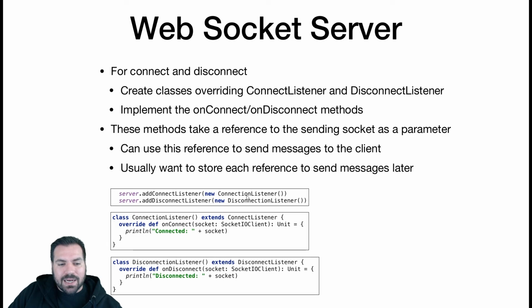We need a connect listener, which defines the onConnect method. So we're going to create a new class that extends connect listener. So it is a connect listener, so we can give it here. Then create a new instance of that class, a new object of type connection listener, which is of type connect listener. Give it to the server as a connect listener, and then the server is going to call its onConnect whenever a client connects.